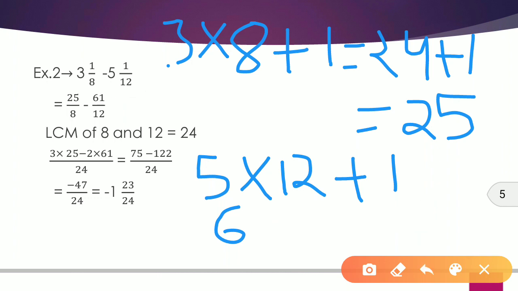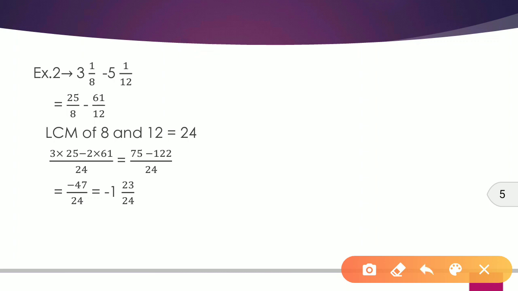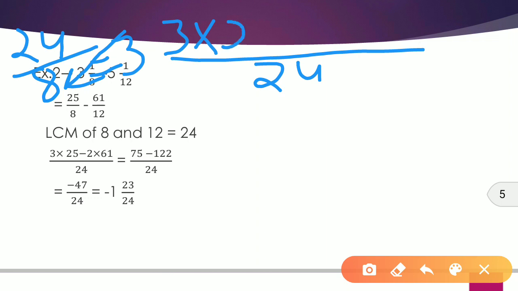As you can see here, the denominators are not equal. For the first rational number the denominator is 8 and for the second rational number the denominator is 12. So first of all take the LCM of 8 and 12, which will be equal to 24. Now in the denominator write 24, and 24 divided by the denominator of the first rational number, which is 8, gives you 3.